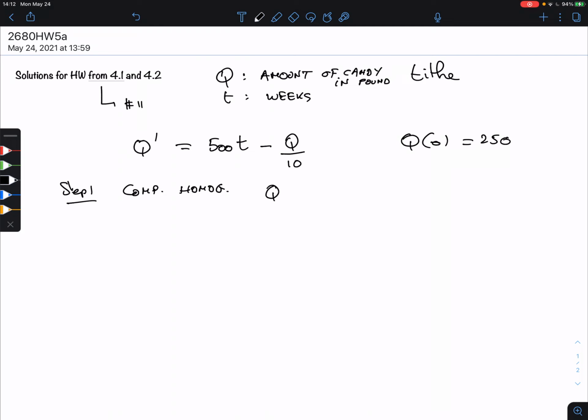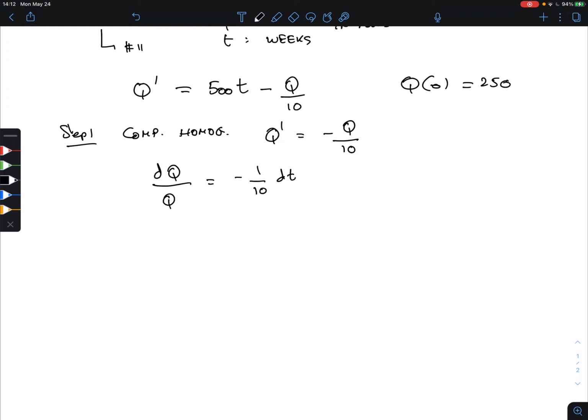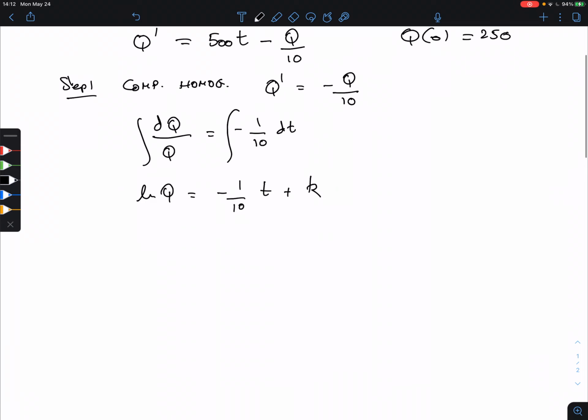So we go to the companion equation, the homogeneous equation. That would be Q prime equals minus Q over 10. We can separate the variables, so that becomes dQ over Q equals minus 1/10 dt. I keep the 10 there, it's easier. So if I now integrate, I get ln Q equals minus 1/10 t plus a constant, right? Okay, we need to solve, so we exponentiate.